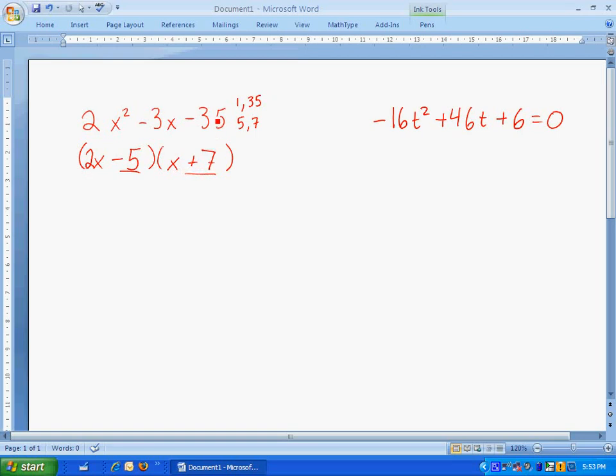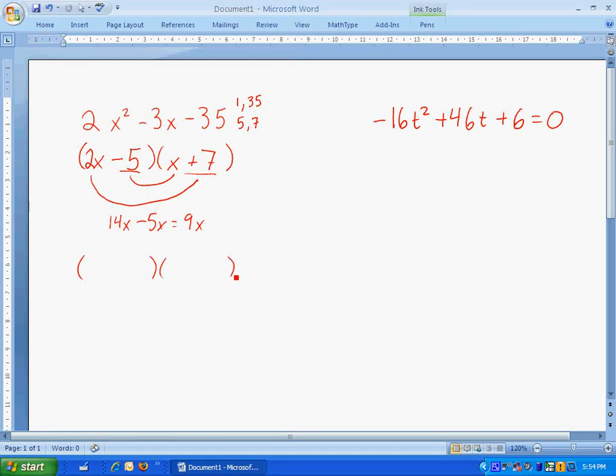Those two numbers will multiply to give me 35. Now I've got to check to make sure it's going to give me the negative 3. So let's try the outside and the inside. The outside is going to give me 7 times 2x, which is 14x. The inside, negative 5 times x, is minus 5x. When I put those together, I get 9x. Now that's not the negative 3x I wanted. That means I'm going to have to try something else.